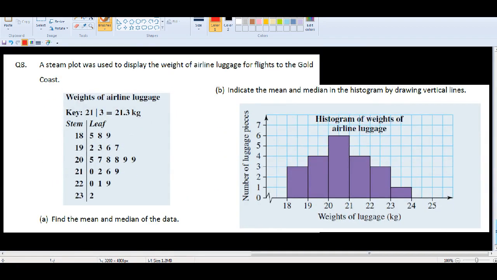So another data. Here is question 8. So I give you a stem leaf data. So remember that's 18.5. That means 18.5 kilograms. So that's the weight of airline luggage. Alright, so you need to find the mean and median, and then you indicate the mean median you found on the histogram, by drawing vertical lines. Okay, so I'm going to give you some time to do it.